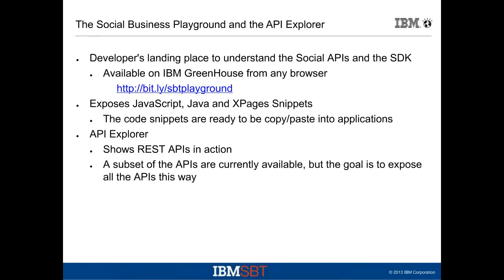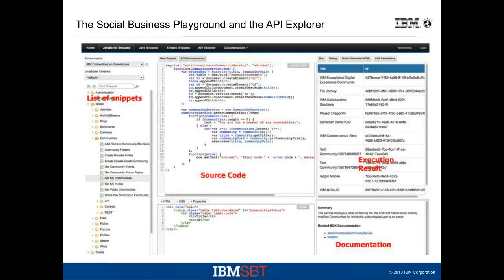So let me show you some screenshots here about the playground. This is how we expose code samples. Here I'm exposing one of the JavaScript snippets. You can see on the left side, you have a list of snippets, and they are ordered by categories.